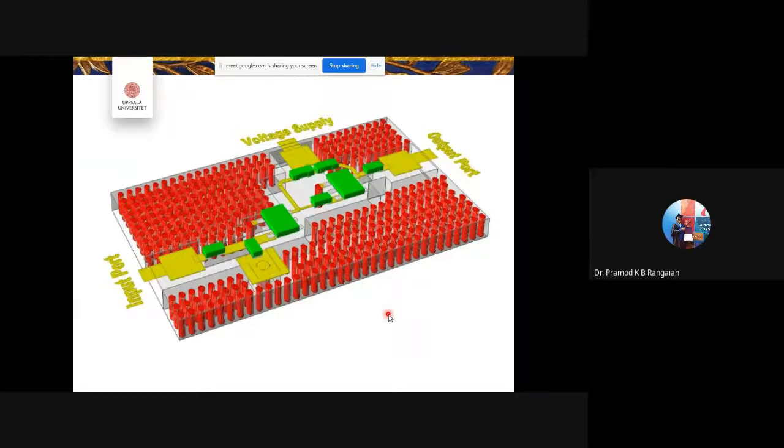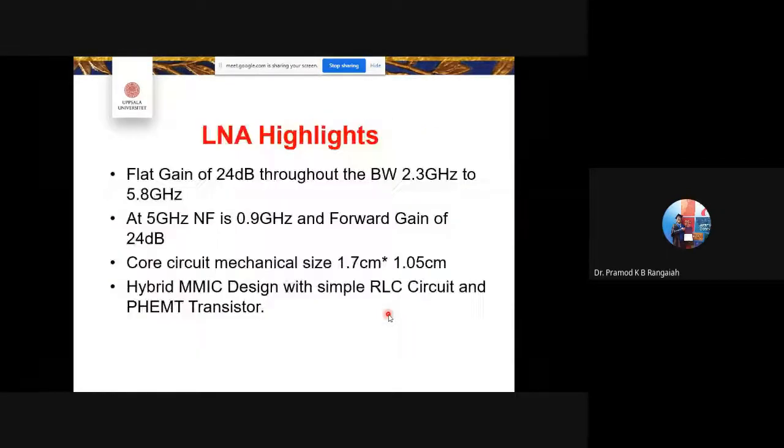This is just a 3D open cross-sectional view of the circuit. Some of the highlights of this example are that it has a flat gain, the noise figure is very low, and the mechanical size is very small, like 1.7 centimeters by 1.5. If you are making a box for it, it means 2 by 1 centimeter maximum.